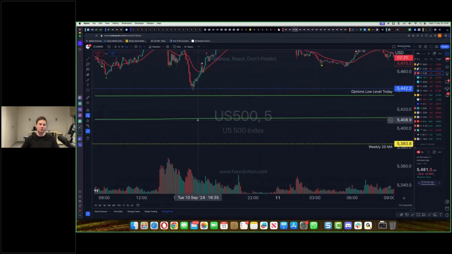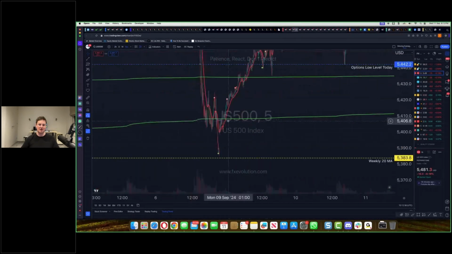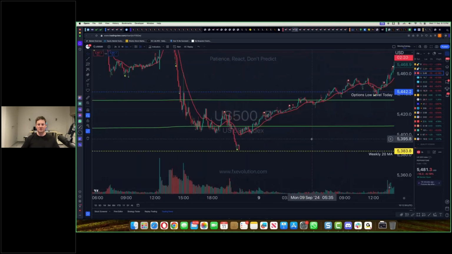You start to say, okay, well, has the trend changed around here? And is this a key point? We often say in trading, it's patience, react, don't predict. Now, why are we doing it this way? Well, when it comes to patience, react, don't predict, what we're really looking for here is the signs, some form of statistical edge that we can play with.